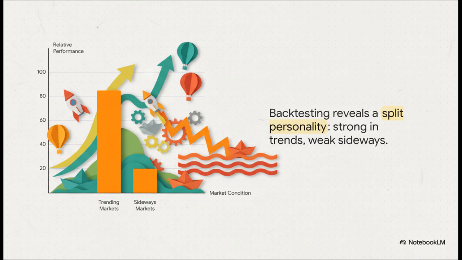And the results are in. Our backtest reveals a really critical flaw. It's like our bot has a split personality. When the market has a clear direction, up or down, our little trend-following bot does beautifully. But in a choppy sideways market, it gets totally whipsawed. It ends up buying high and selling low over and over, just bleeding money on false signals.